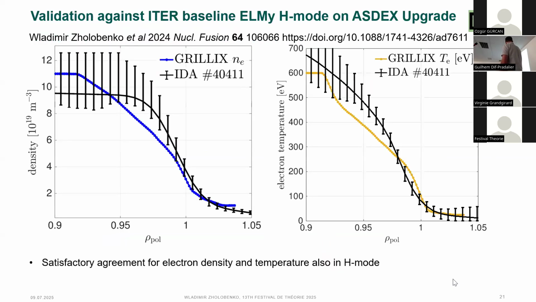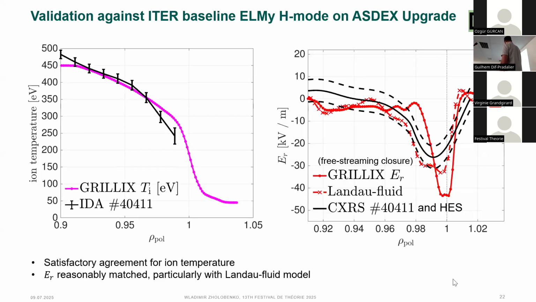What I've been showing you so far was in L mode, so low confinement conditions. The reactor relevant conditions are H mode. So recently we have done a validation also in ASDEX Upgrade baseline H mode conditions. Basically, we also see a very reasonable match here, both for the electron density and temperature. And in H mode, we also had ion temperature measurement as well as radial electric field measurement, and we matched those quite recently as well. So the model does what it's supposed to do.